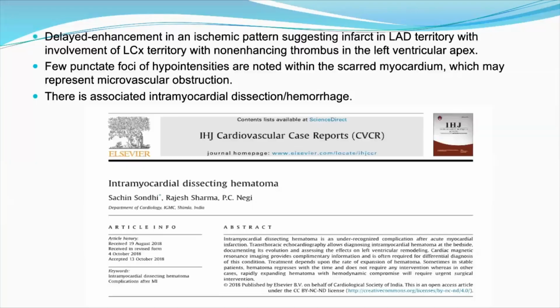So the final impression for this case was we have a full thickness scar in the LAD, with also involvement of the LCX territory. We have a non-enhancing thrombus in the left ventricular apex. We have small areas of low signal within the scarred myocardium, which represent microvascular obstruction, and we have intramyocardial dissection and hemorrhage.